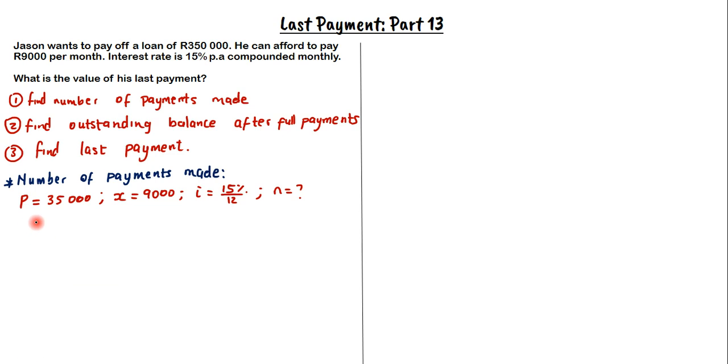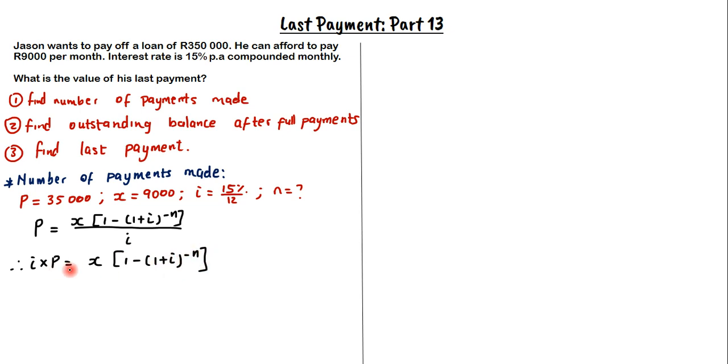So we're going to take our formula, P equals x into 1 minus (1 plus i) to the power of minus n, over i. If you remember from our previous videos, we need to find n there. So we cross multiply the i, and it's going to be x into 1 minus (1 plus i) to the power of minus n. Then we divide by x. That way we have i times P over x equals 1 minus (1 plus i) to the power of minus n. Then we take the (1 plus i) to the power of minus n to the left side, and take the part on the left side to the right side.